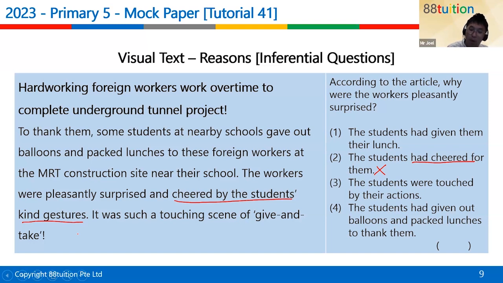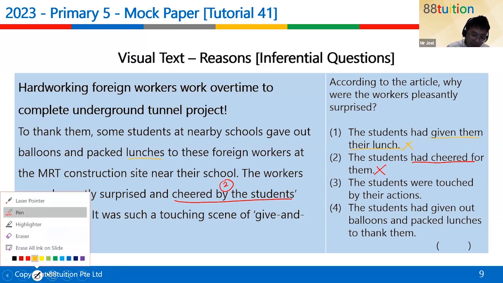The workers became more happy. The workers were cheered by the students' gestures. The students didn't actually go, yay, woo, hooray, that kind of thing. They didn't actually say that. Okay? So therefore, number 2 over here is wrong. All right, that's not true. Then let's look at number 1. The students had given them their lunch. Okay, now this is correct. All right, but is this as detailed? Not really. It's not just the lunch. It's something else as well, right? So this is wrong.